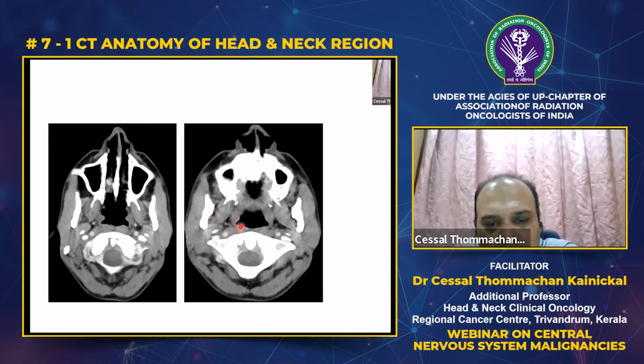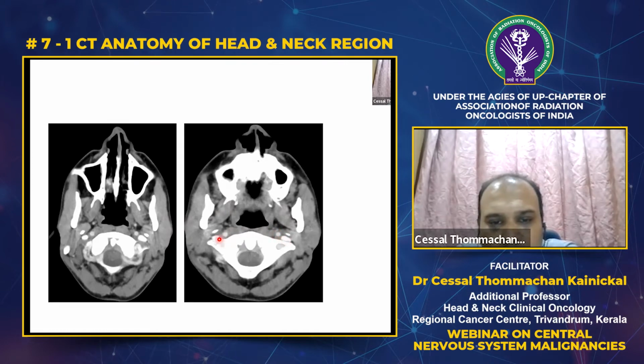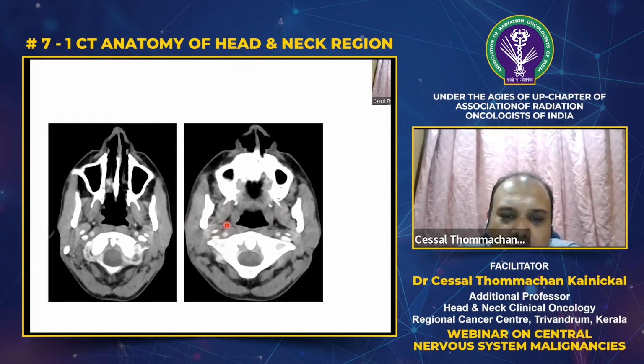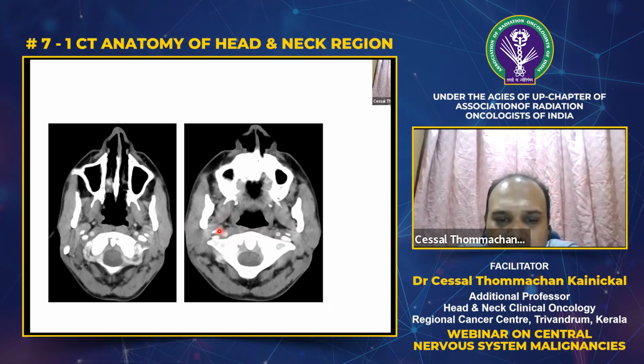Here on the opposite side, this is nothing but the posterior pharyngeal wall. You have the carotid sheath here. What is this? This is the styloid process. So anything anterior to the styloid process is called the pre-styloid or parapharyngeal space. Posterior to that, this is nothing but the carotid sheath.